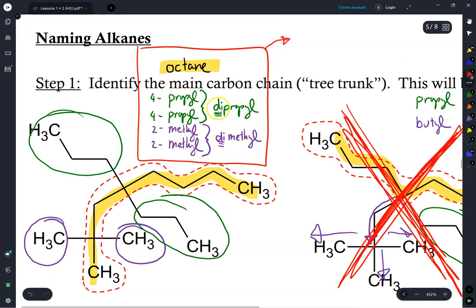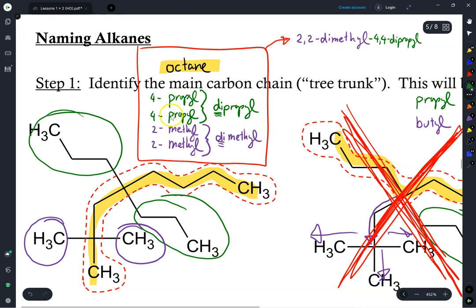Alright, so let's put it all together. When assembling your tree, we always go in alphabetical order. So in this case, M comes before P. So I'm going to write down 2,2-dimethyl. You will notice that we use a comma to separate numbers from numbers, and we use the hyphen or the dash to separate numbers from letters.